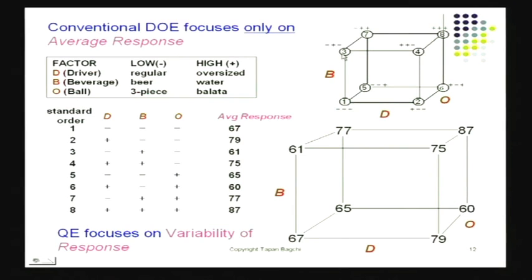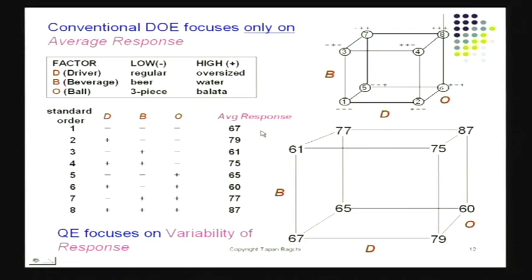Notice the factor B, the factor D, and the factor O. Those are shown here. Now, conventionally we've been using design of experiments, like this study here, to study average response. This is something that Taguchi found was not enough to produce good designs.